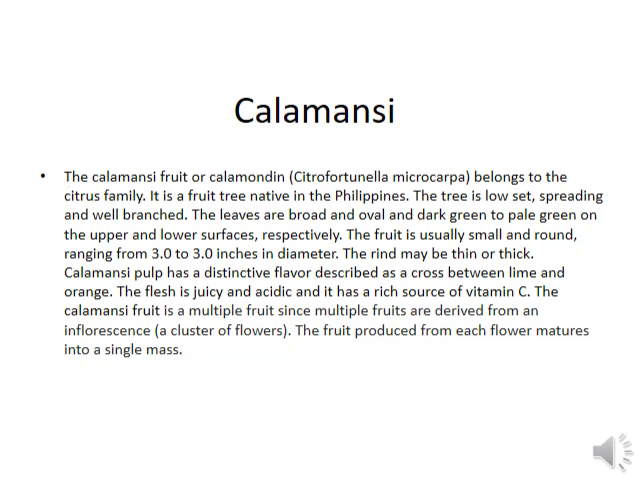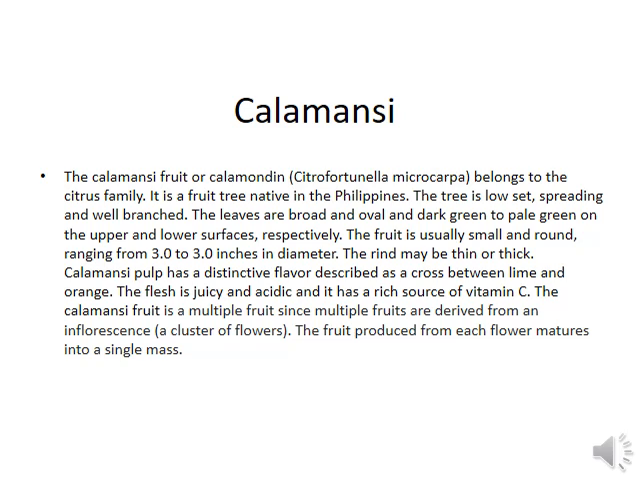The fruit is usually small and round, ranging from 3 inches in diameter, and its rind or skin may be thin or thick. Its pulp has a distinctive flavor described as a cross between lime and orange. Its flesh is juicy and acidic, and it has a rich source of vitamin C.